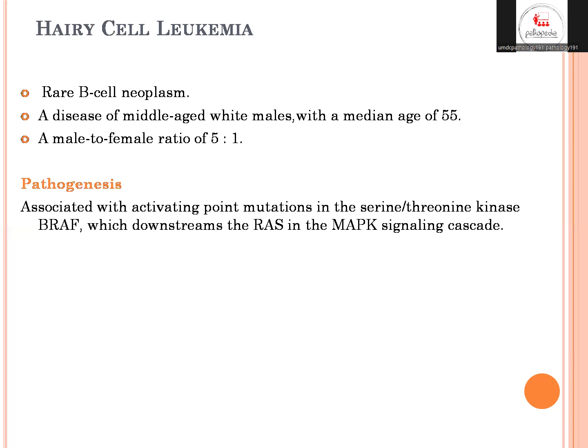Another variant of non-Hodgkin lymphoma is hairy cell leukemia, and this is a rare B cell neoplasm, which occurs in middle-aged males with a median age of 55. The male to female ratio is 5:1. Pathogenesis is associated with activating point mutations in the serine or threonine kinase BRAF, which acts downstream of RAS in the MAPK signaling cascade.